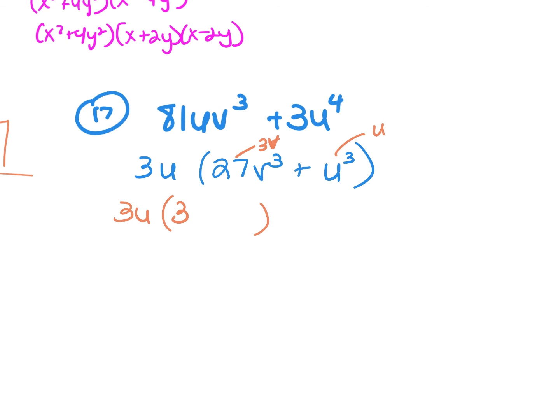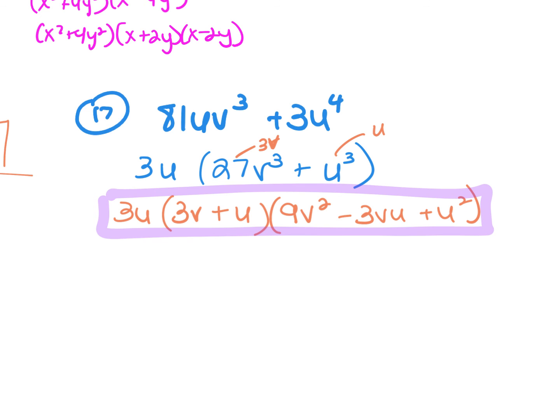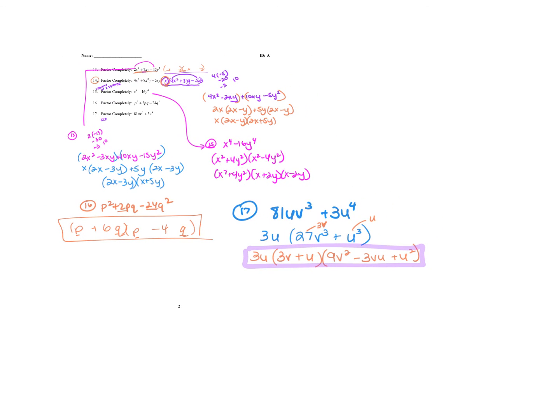First parentheses, 3v, same sign, so plus u. Second one, square the 3v, so it's 9v squared. Multiply the two together and change the sign so it's 3vu. And then square the last term and it's u squared. And that's it for this review.